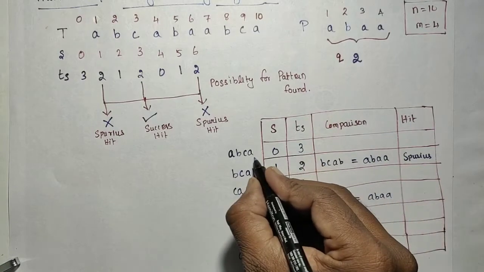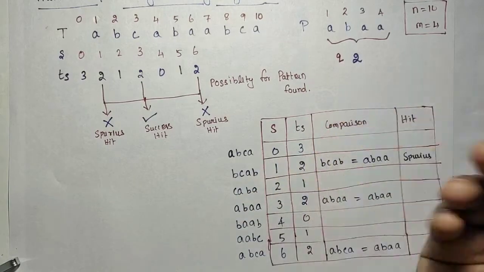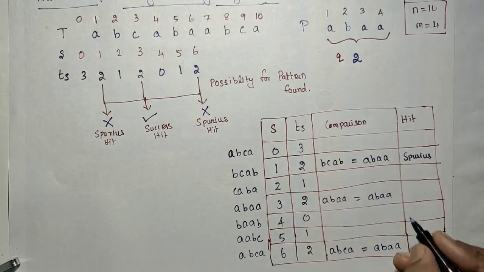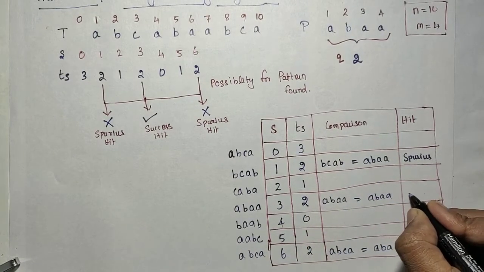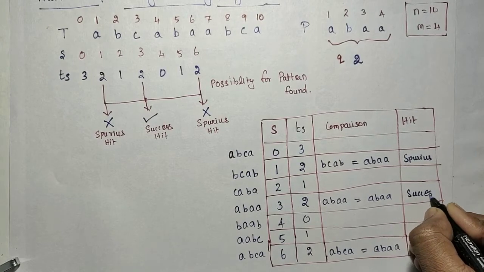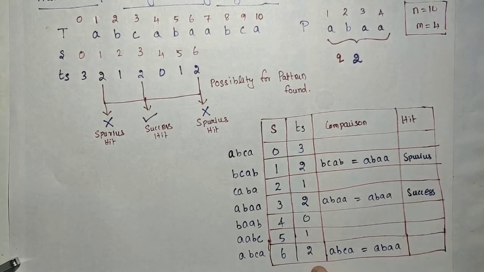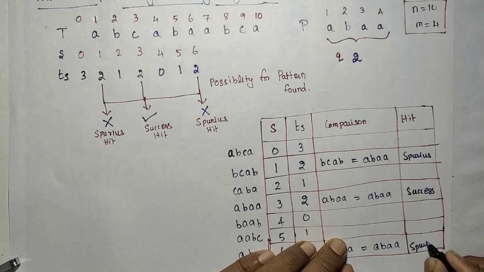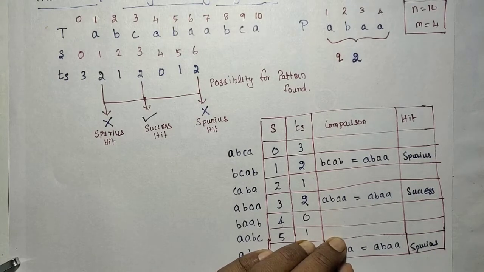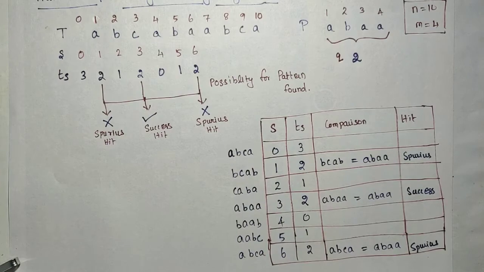Only the number P and these two will be compared. It does not match, so no comparisons. And here also the 2 is matched with our 2. So this is a successful comparison. Next, this one is spurious. Okay, so this is going to be implemented and added in this algorithm.